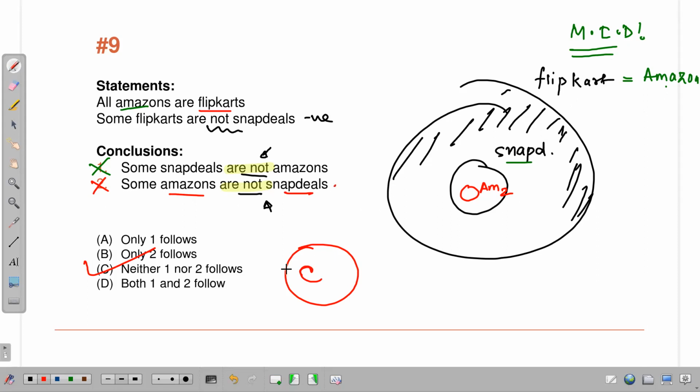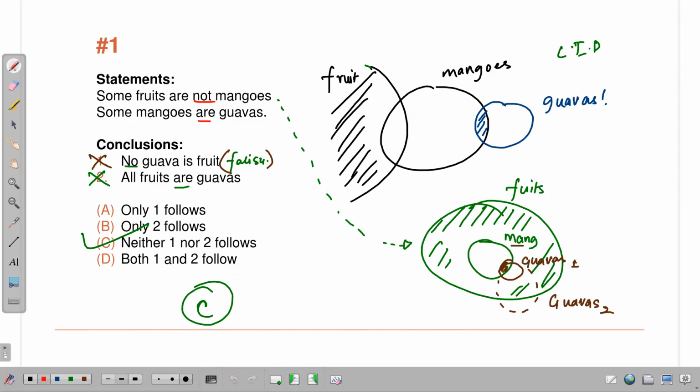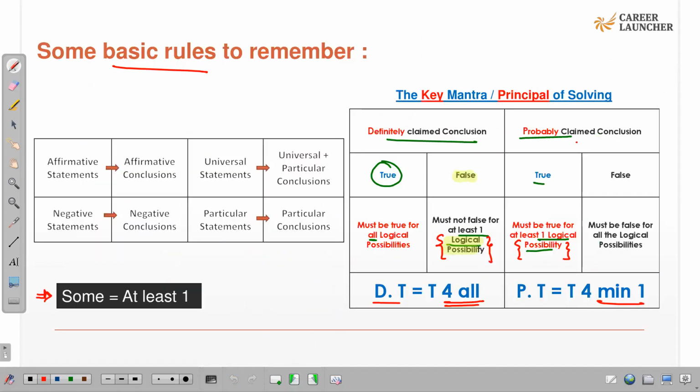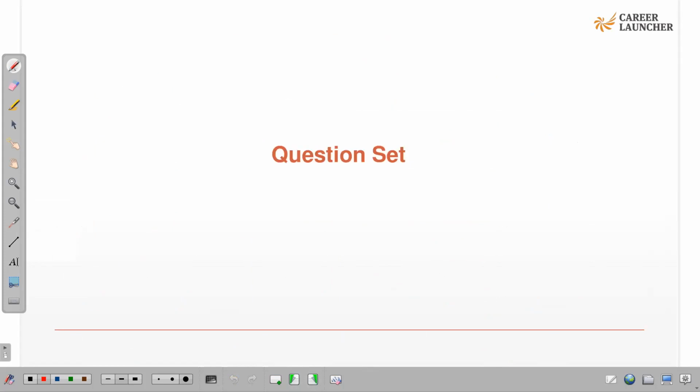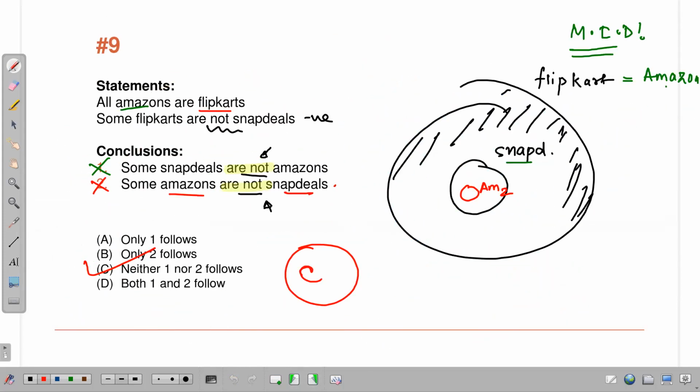And for this to be definitely true, guys, you know that it needs to be true for all the possibilities. So it should not be false even in one. So either check where it is false or check for all possibilities. In both cases, you will end up drawing more than one diagram. So I think in this case, you would have realized that Amazon can be equal to Snapdeal, and in that case, this possibility will not be true, and hence this claim is an invalid claim.